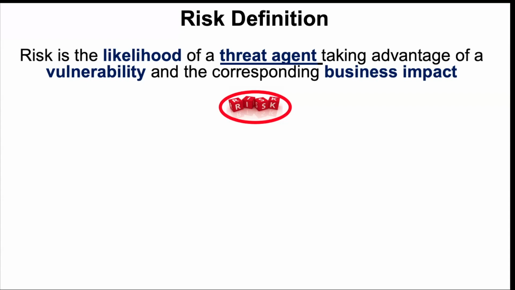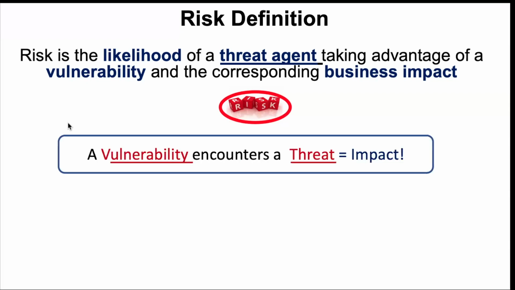So what we're talking about now is risk. Risk: the likelihood of a threat agent taking advantage of a vulnerability and the corresponding business impacts. Guys, that is what security is all about. Whether it's cybersecurity, physical security, network security, securing your home or your automobile or anything that you have: what is the likelihood of a threat agent taking advantage of a vulnerability, and what is the corresponding business impact?